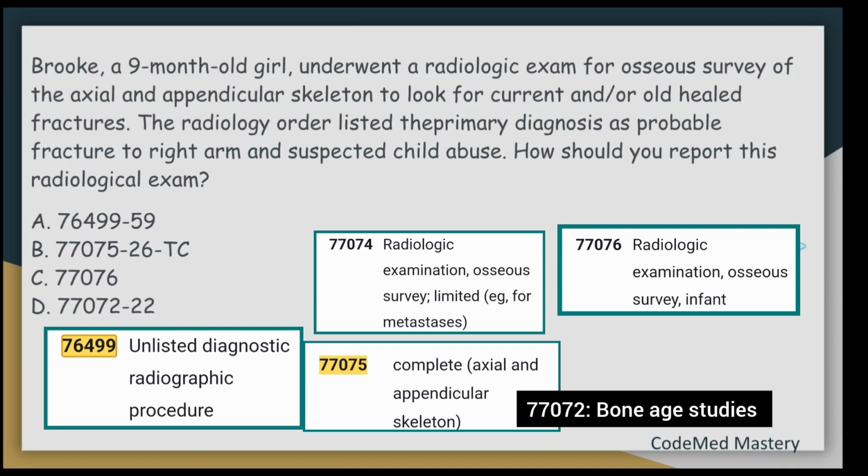The right code is 77076 because that is for radiologic examination osseous survey infant. Since the patient is a 9-month-old girl, we have to use the code for infant. So option C, 77076, is the right code.